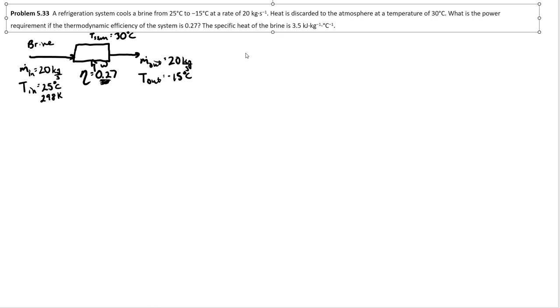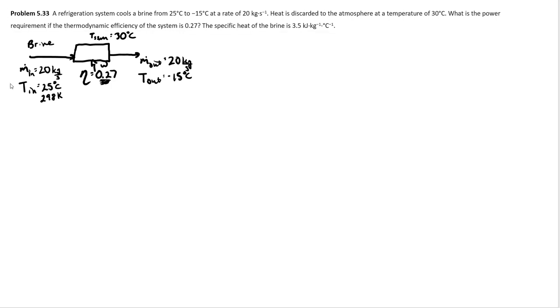And you're told that the specific heat of the brine is 3.5 kilojoules per kilogram degree Celsius. So I've drawn here a little schematic of this system. We've got this cooling process where the brine is coming in and leaving at 20 kilograms a second. It comes in at 298 K, it leaves at minus 15, or that's what, 258 Kelvin. Our surroundings temperature is 303 Kelvin, and the important thing that we're told is that the efficiency of this process is 27%.